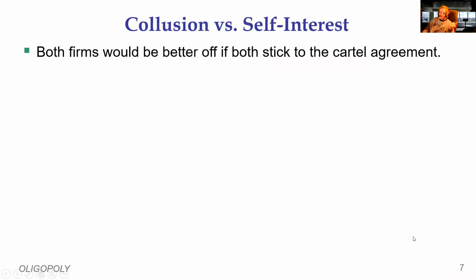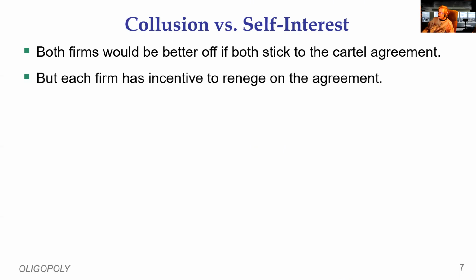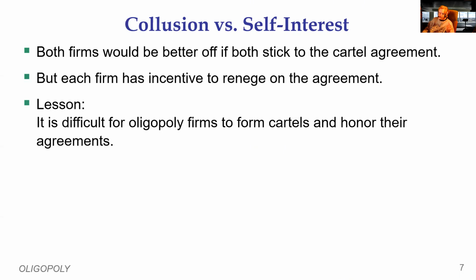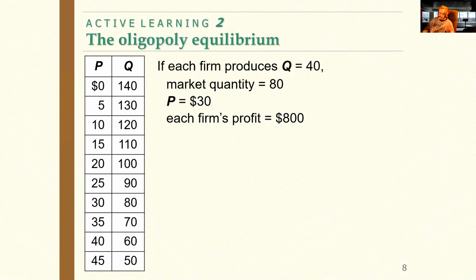This is an interesting idea because what it says to us is, should we always take governmental intervention against cartels? What we tend to find is that not only is this illegal, but more so that there's an incentive built into this that says, hey, if I do what's in my best interest, the agreement will fall apart. So it's difficult for oligopolies to honor these types of agreements.